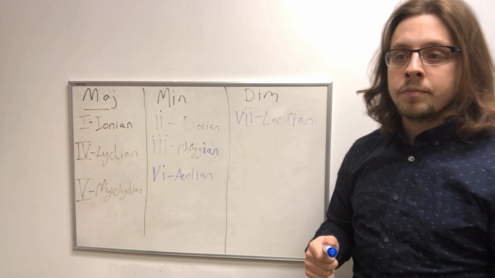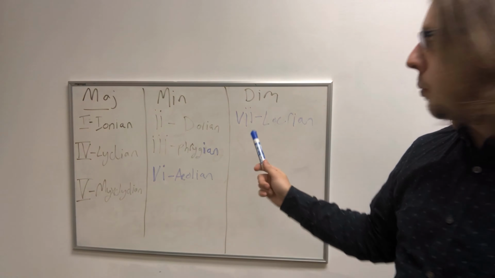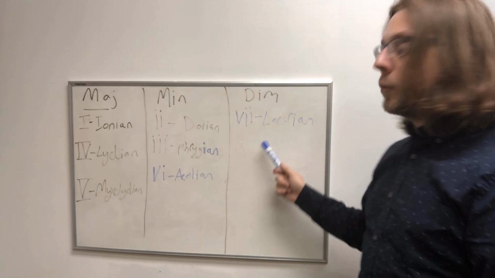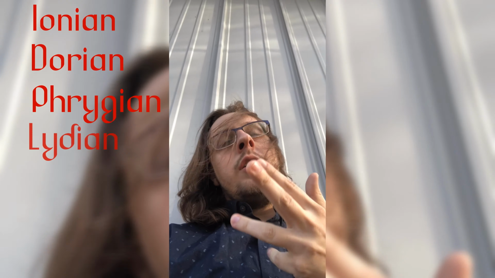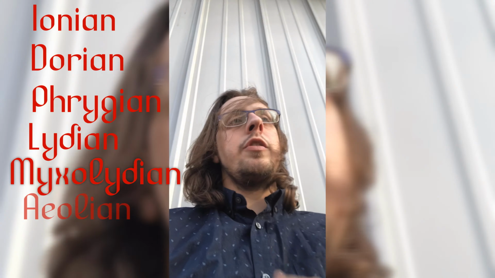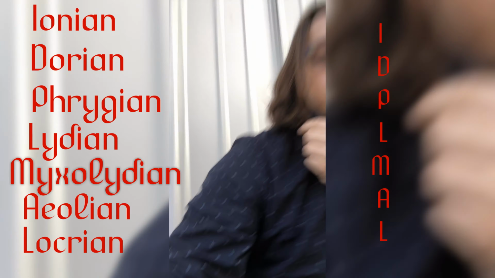You don't really use this one unless you're playing jazz, or metal, or prog rock, or some classical music. You get the point. The names of these modes are Ionian, which is major, Dorian, Phrygian, Lydian, Mixolydian, Aeolian, which is minor, and Locrian. You can remember that as I don't punch like Muhammad Ali, because I don't.